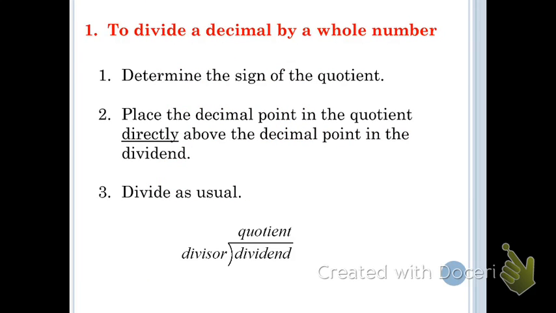To divide a decimal by a whole number: 1. Determine the sign of the quotient. 2. Place the decimal point in the quotient directly above the decimal point in the dividend. And 3. Divide as usual.